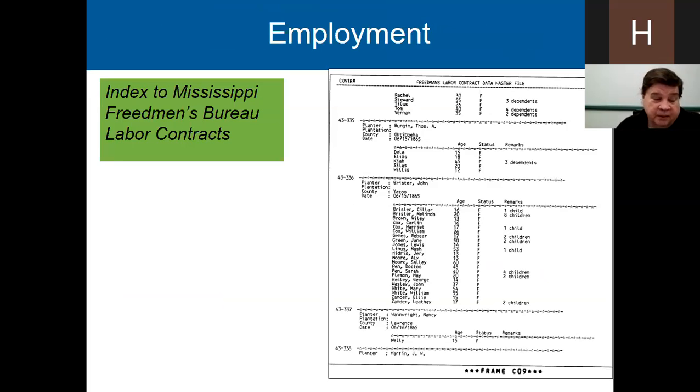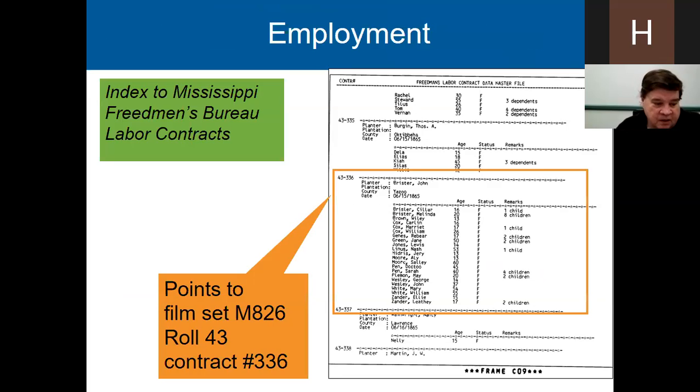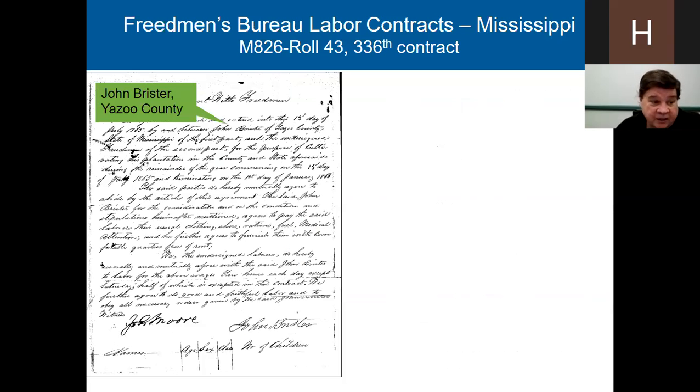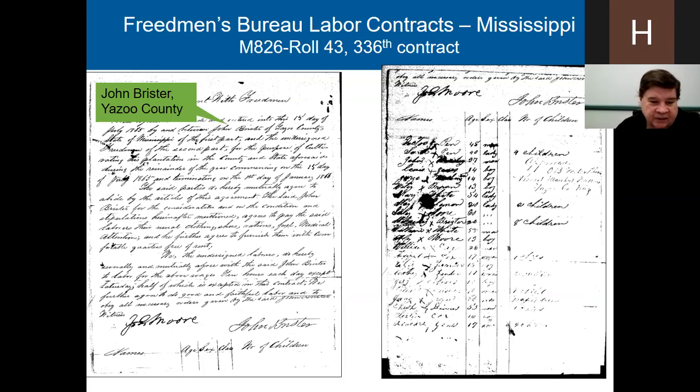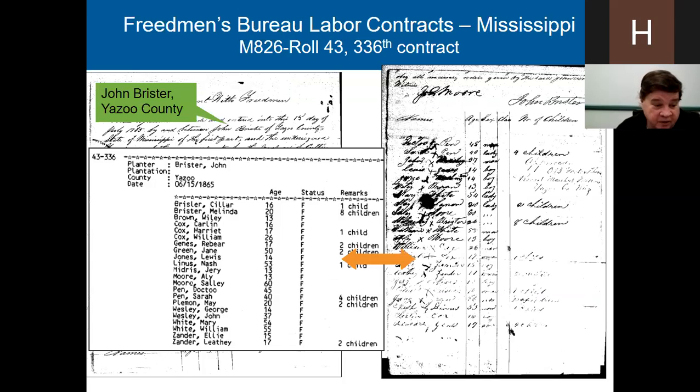But what about employment? This is an index to the Mississippi Freedmen's Bureau labor contracts. And this points us to a microfilm set M826 on roll 43 and gives us a contract number. Well, I'm going to go look at that contract, and there it is. It's a contract between John Brister of Yazoo County, Mississippi, and this is the people that he contracted with. Now, the same names are listed there. Here it is written out. Certainly, it's easier to look at the typed index, but this is the real thing on the right.